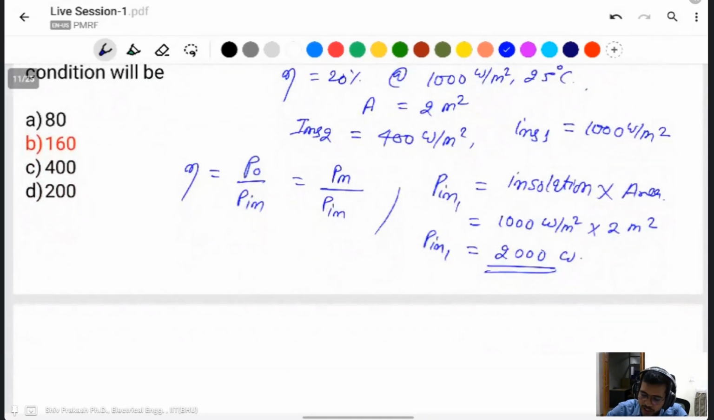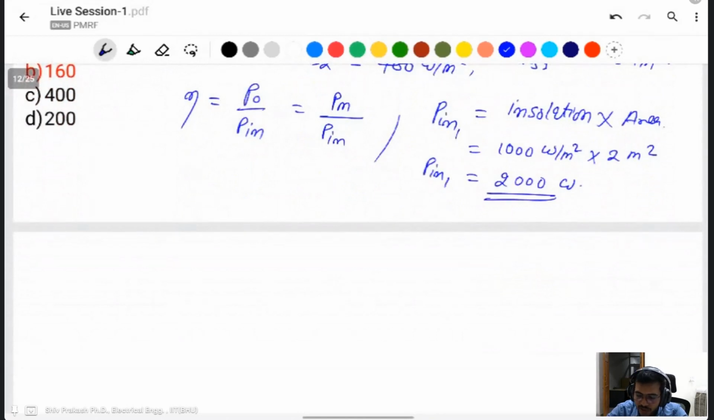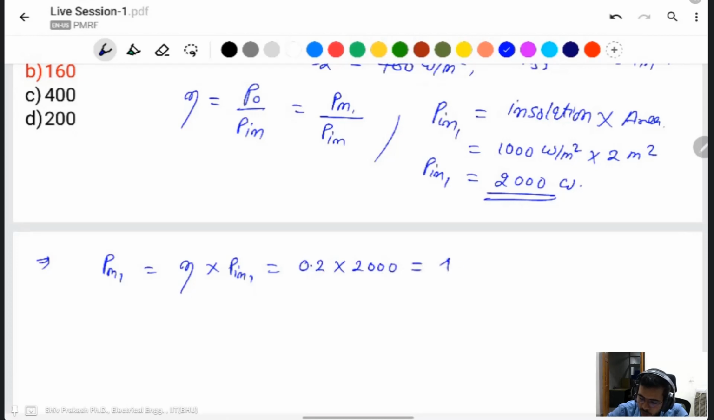2000 watt is the input power at 1000 watt per meter square insolation and 25 degree centigrade. Then calculate the maximum power at that point. It means the output power. Then Pm1 is equal to efficiency times Pin1. Efficiency is 20%, so 0.2 into 2000 is equal to 400 watt.